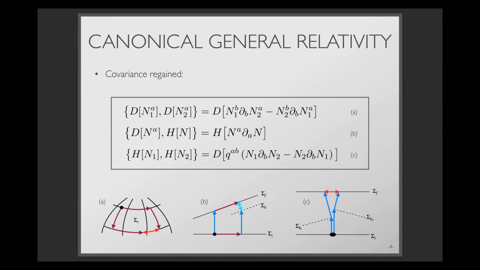The third bracket shows that two consecutive normal deformations end on the same hypersurface. We can observe on its right-hand side that the structure function is the inverse of the induced metric. In fact, this is the term that will be affected by our modifications to the classical constraints.